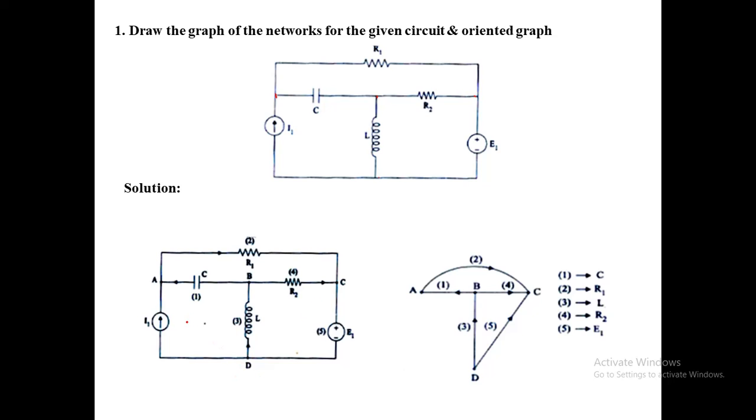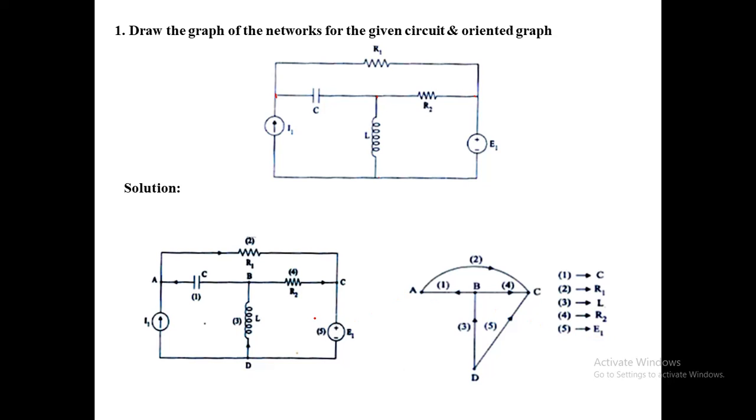Next, we have to mark the elements. Here it is having a current source. We know that a current source means open, so this will be 0. No need to mark this element. Here this element is 1, this is 2, this is 3, this is 4, this is 5, because a voltage source means short and it is a branch connection. So we mark the values: the capacitor as 1, resistor R1 as 2, inductance as 3, R2 as 4, and voltage E1 as 5.